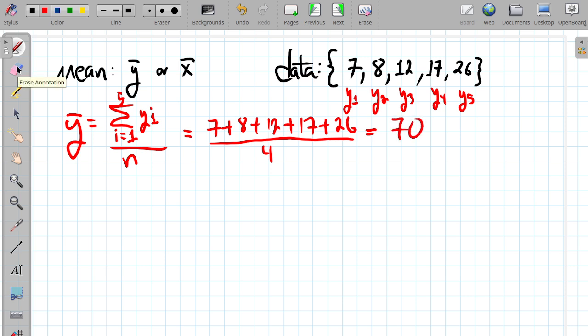And I still have that number 4 stuck in my brain for some reason. I don't know why. We'll put it back to what it should be, 5. So 70 divided by 5 is 14. So this is our average value.